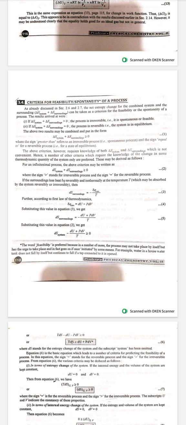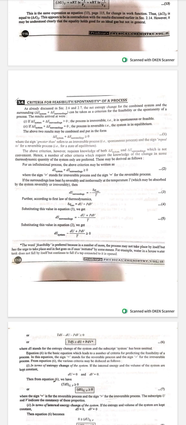Criteria for the feasibility or spontaneity of a process. As I already discussed in sections 2.6 and 2.7, the net entropy change of the combined system and the surroundings, delta S system plus delta S surrounding, can be taken as the criterion for the feasibility or the spontaneity of the process. The result arrived at was: if delta S of system plus delta S of surrounding is greater than 0, the process is irreversible, it is spontaneous or feasible.